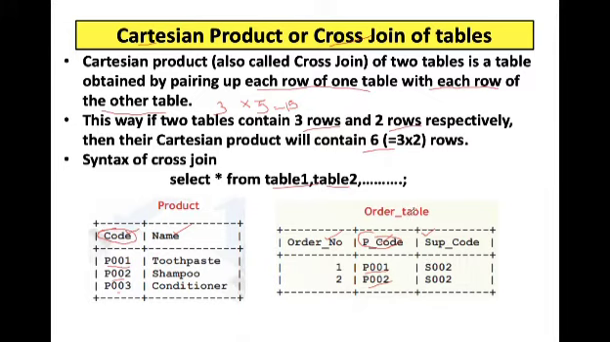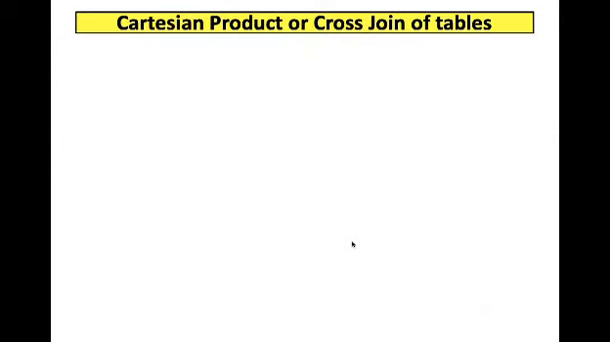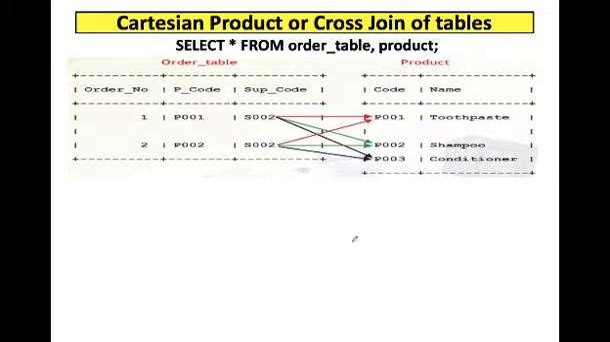But in cross join there is no significance of the common column, because it simply combines each and every row of the first table with each and every row of the second table. Let us join these two tables, order table and product table, using cross join. So we have written the query select star from order table comma product. What is happening? Each row of the first table, this is the first row, is combined with 1, 2, 3, and this row is also combined with 1, 2, 3. So this is how it is happening.